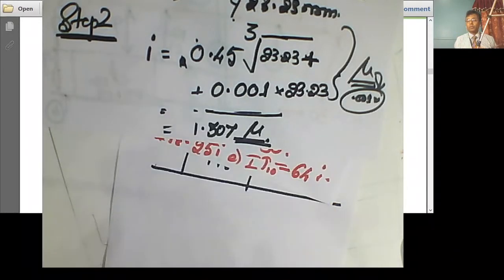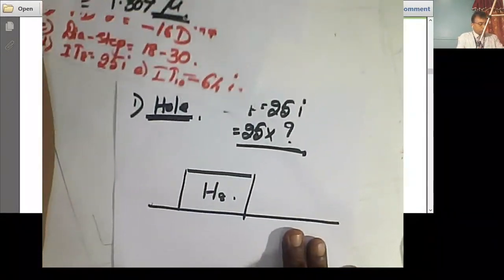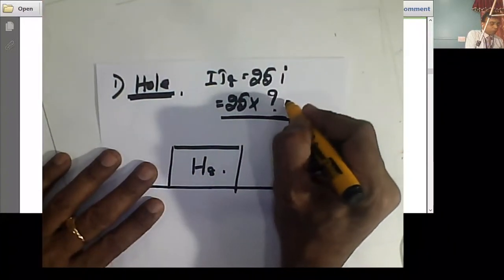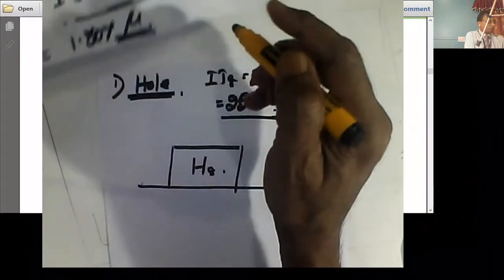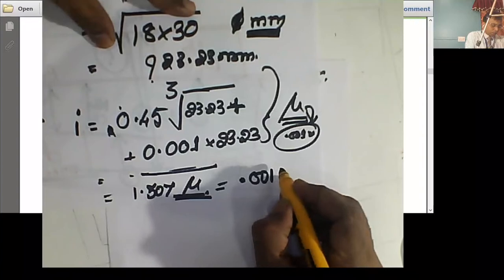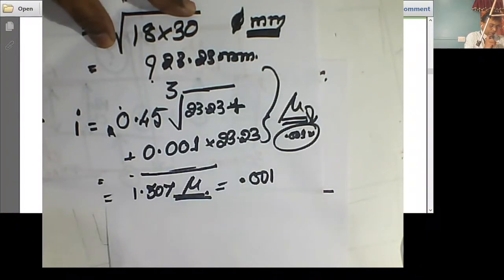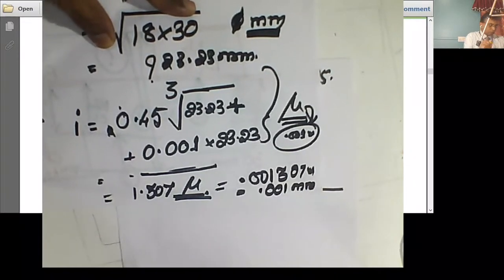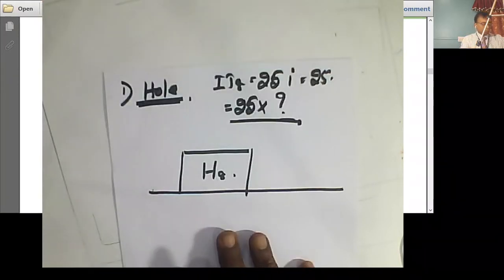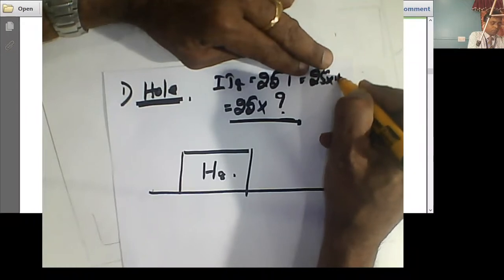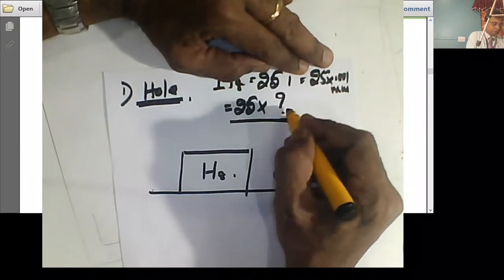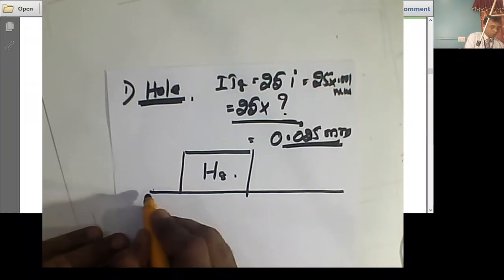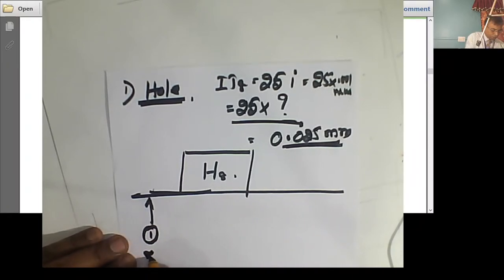The answer you get here is in terms of microns. Okay, let us assume it is 1.307. So now we continue this part: 1.307 microns is equal to 25 into 1 micron, and 1 micron is 0.001 mm. So this becomes 25 into 0.001 mm. What you get here is the value 0.025 mm.